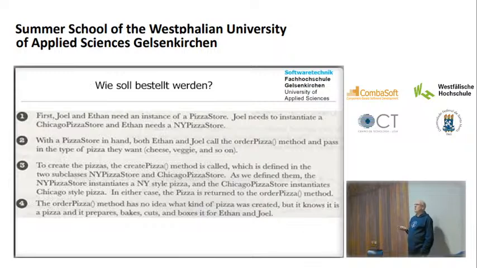Then the create pizza method is called, which is defined in the two subclasses, New York pizza store and Chicago pizza store, as we have already seen. The New York pizza store instantiates a New York style pizza, and the Chicago pizza store instantiates a Chicago style pizza. In either case, the pizza is returned to the order pizza method. The order pizza method has no idea what kind of pizza was created, but it knows it is a pizza, and it prepares, bakes, cuts, and boxes.